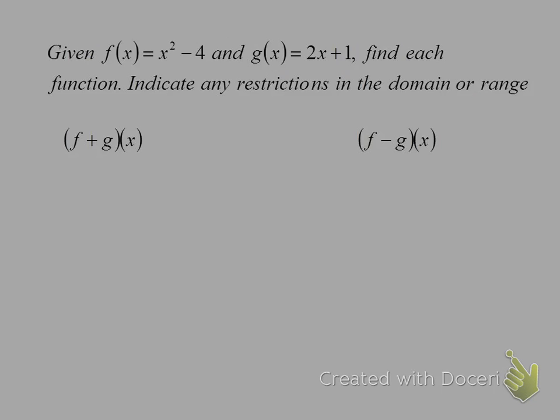Now, sometimes, here's what happens. Given f of x equals x squared minus 4, g of x equals 2x plus 1. Find each function. Indicate any restrictions in the domain or the range. That will only come up on division problems. Restrictions on domain and range only come up on division problems.